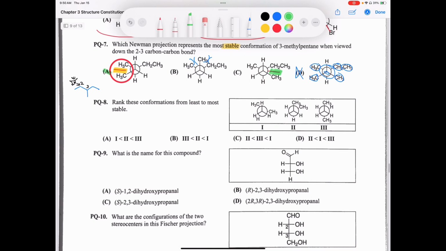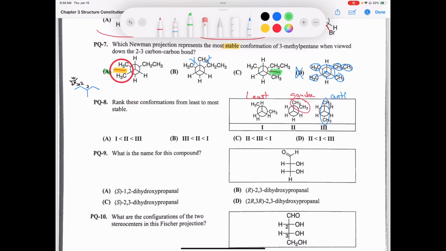All right, number 8 is kind of a quick question. Rank these conformations from least to most stable. We can see that 2 and 3 have a staggered conformation, whereas 1 has an eclipsed conformation. So 1 is definitely going to be the least stable by a long shot. And then in 2, you see the two methyl groups are gauche to each other. Whereas in 3, they are anti to each other. And so 3 is going to be the most stable. 1 would be the least stable.